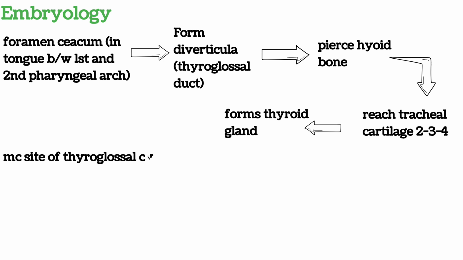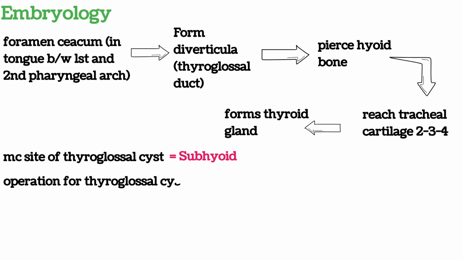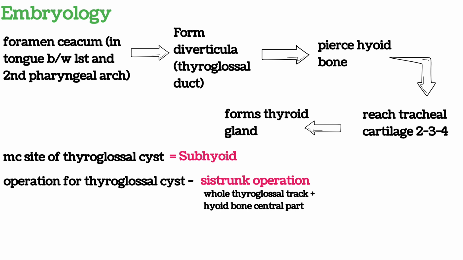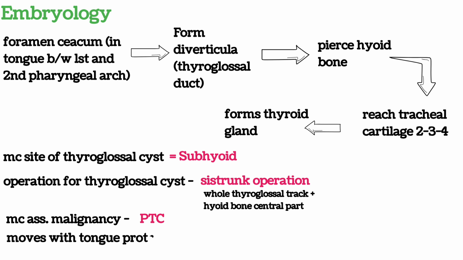Sometimes that duct remains patent and forms a cyst, which is called a thyroglossal cyst, which is most commonly subhyoid. For the operation of thyroglossal cyst, we do the Sistrunk operation, where we remove the whole thyroglossal tract along with the central part of the hyoid bone. If we ask about the most common associated malignancy, it is PTC. Papillary thyroid cancer is the most common associated malignancy, and the cyst moves with tongue protrusion and swallowing, because both times the tongue will move, and as it is connected to the tongue via the foramen cecum, it moves with deglutition and protrusion. Investigation of choice for its diagnosis is USG.